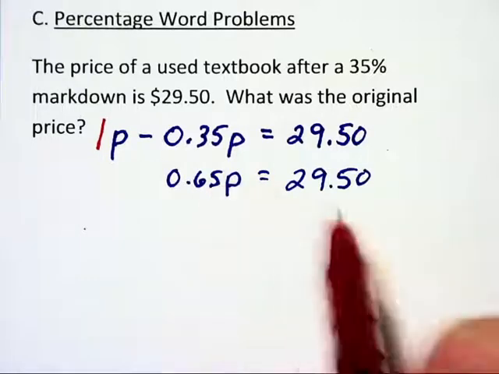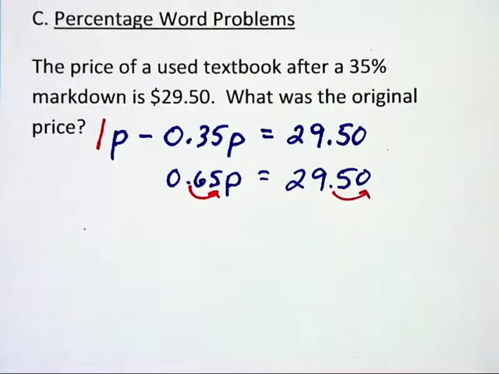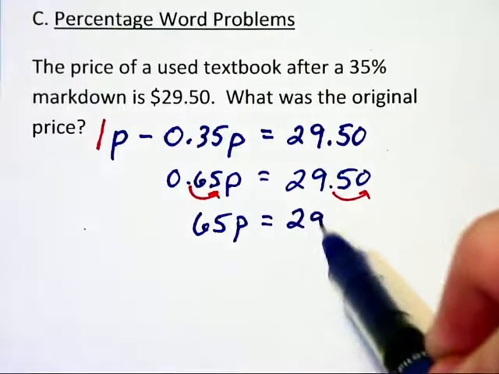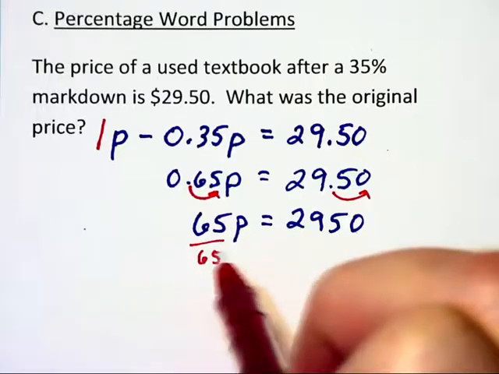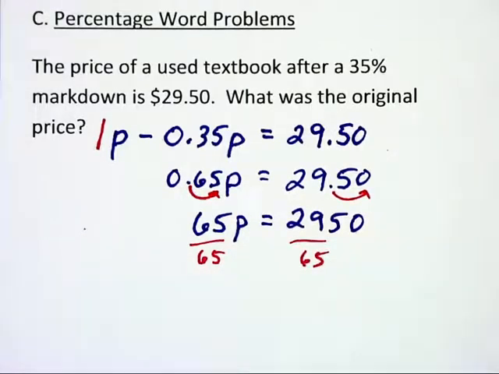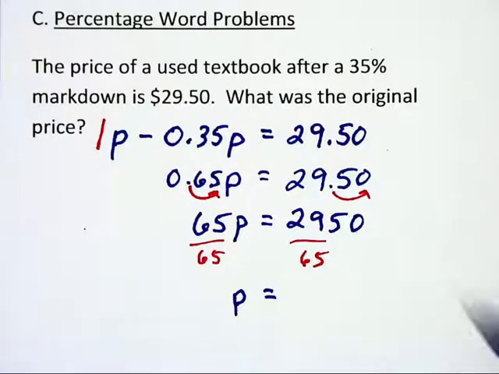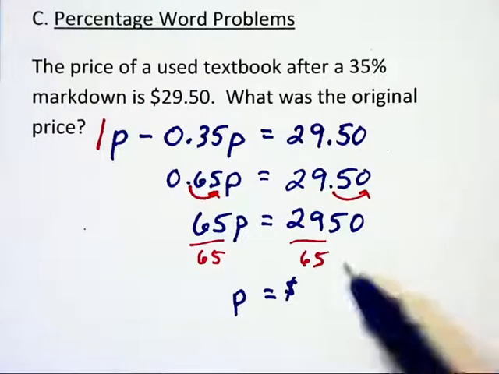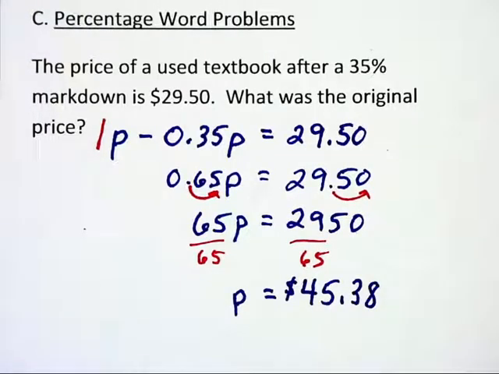Now, I'm going to choose to get rid of the decimals and multiply through by 100 on each side, and that will give me 65p is equal to 2,950. And then I'm going to choose to divide each side by 65 so that I can isolate the p by itself. And we find out, and you'd have to use some scratch paper on the side here, or a calculator if your teacher lets you use a calculator, p is equal to $45.38. That will be the original price before the 35% markdown.